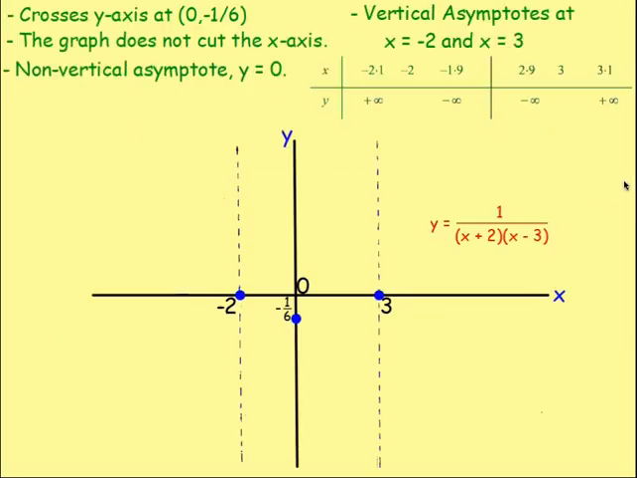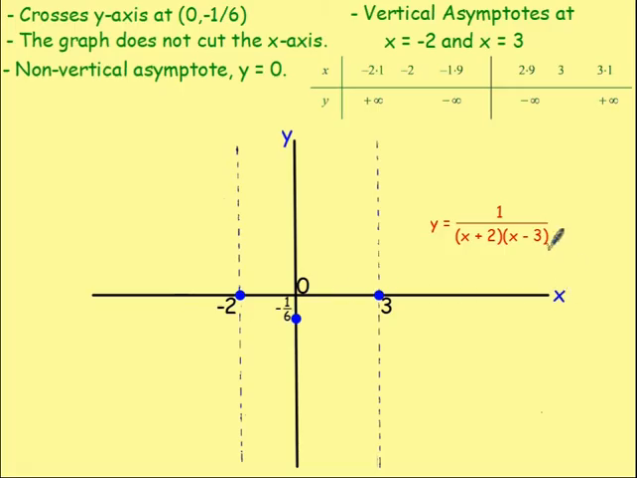So what we now need to do is take all of these parts. So we will have it crossing the y-axis at 0, negative 1/6. So draw out your x and your y-axis. Put that point on as 0, negative 1/6, so we've got that point there. We know the graph does not cross the x-axis, perfect, we need to keep that in mind. We've got a vertical asymptote at negative 2 and 3, so if you draw them in, you've got the vertical lines at negative 2 and 3, normally just drawn as a dotted line, and the non-vertical asymptote as y equals 0, in other words, your x-axis.